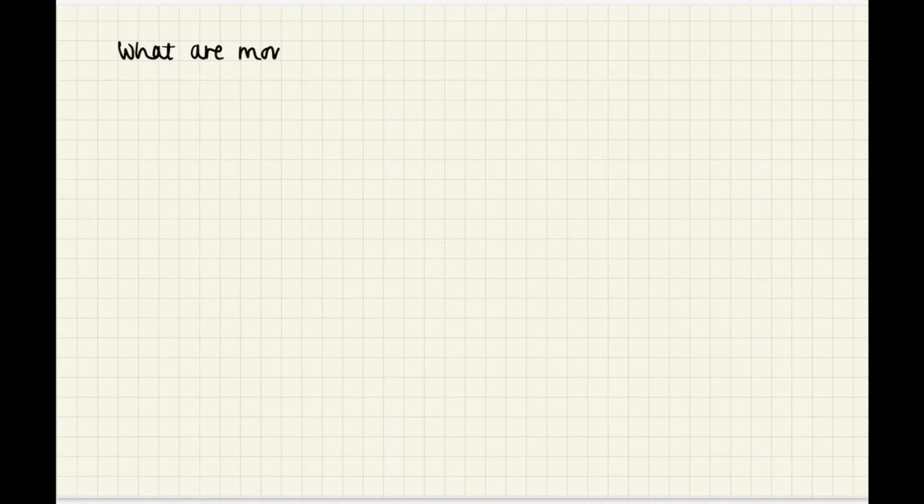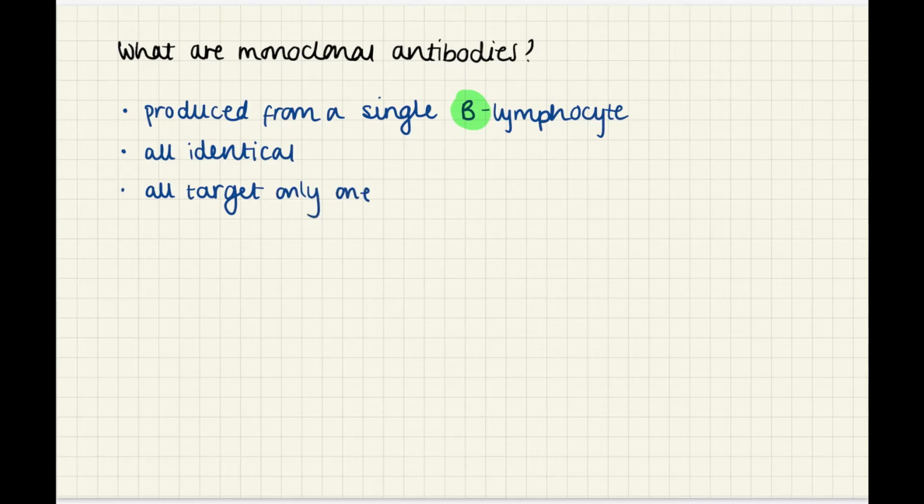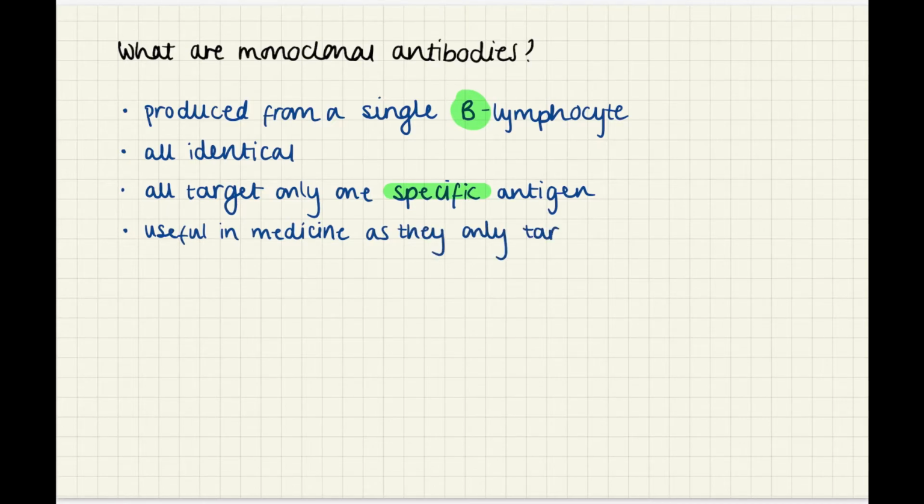So following on from that definition, what actually are monoclonal antibodies? They are produced from a single B lymphocyte. So when we're talking about monoclonal antibodies, you just have to add a capital B in front of the word lymphocyte. Monoclonal antibodies are all identical, therefore they all target only one specific antigen. And this makes them really useful in medicine because they only target a specific cell or a specific chemical in the body, which is actually really clever.